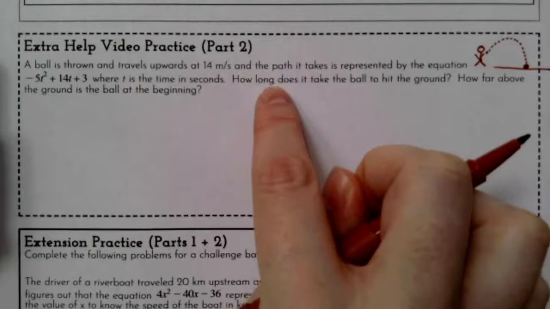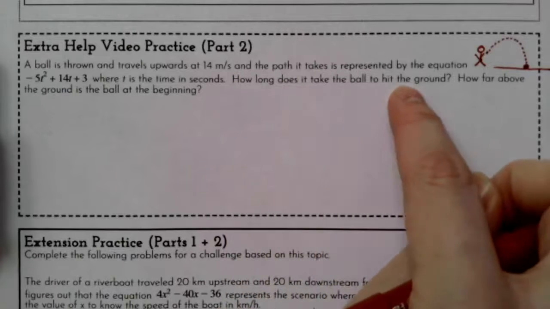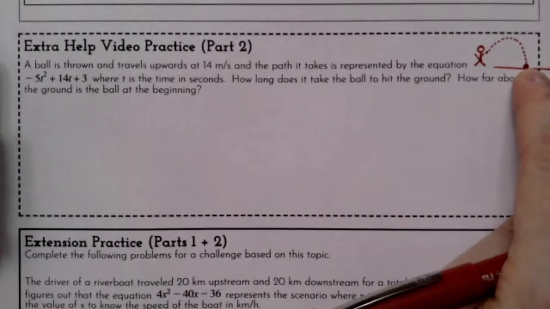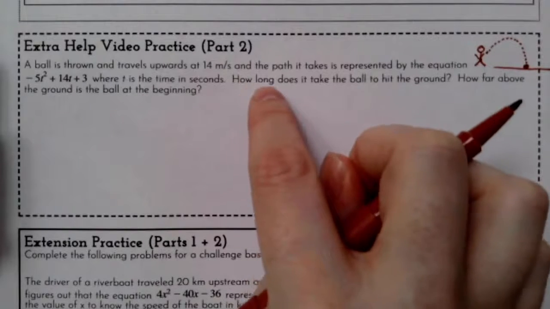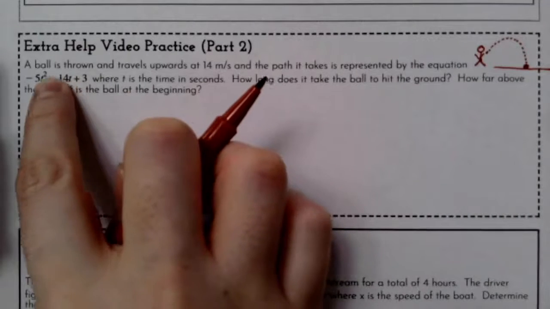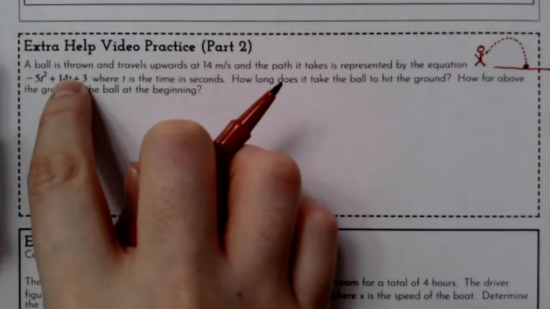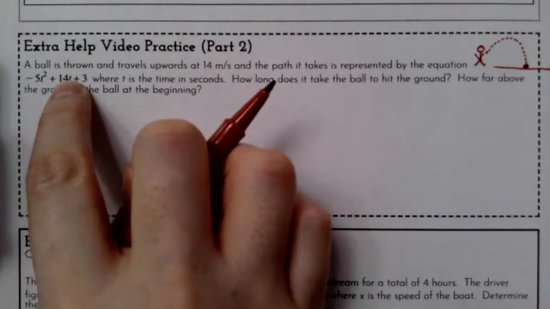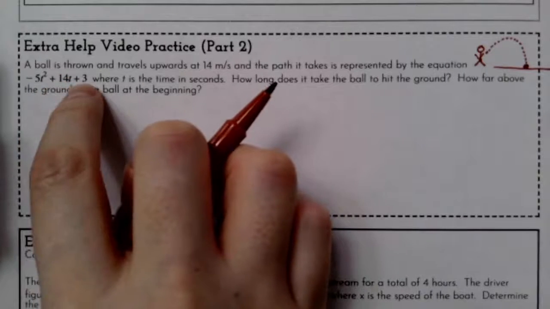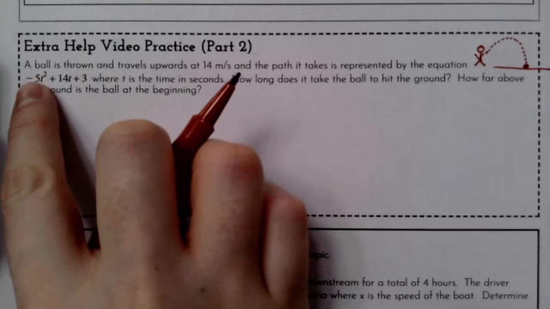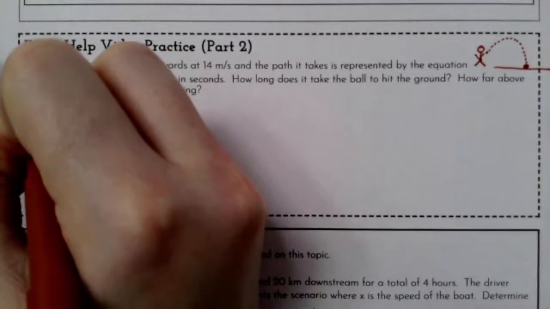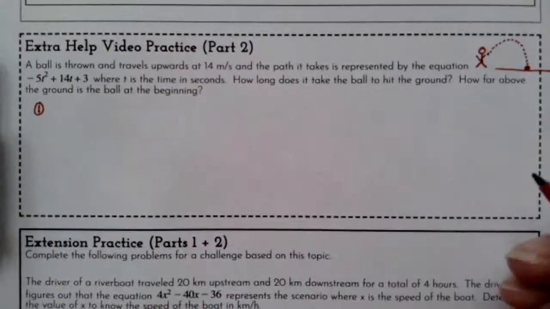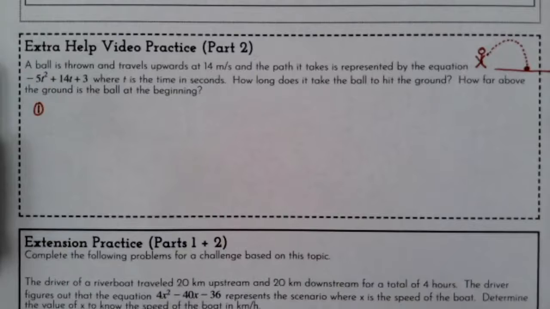So now question number 1 says, how long does it take the ball to hit the ground? So over here, when are we going to hit the ground? And if it's talking about how long, it means I need to find out what t is. And if I need to find out what t is, that means that I need to do the quadratic formula. Or factor, but this is not 1, so it would be hard to factor. So question number 1, we are going to use the quadratic formula to find out what t is.